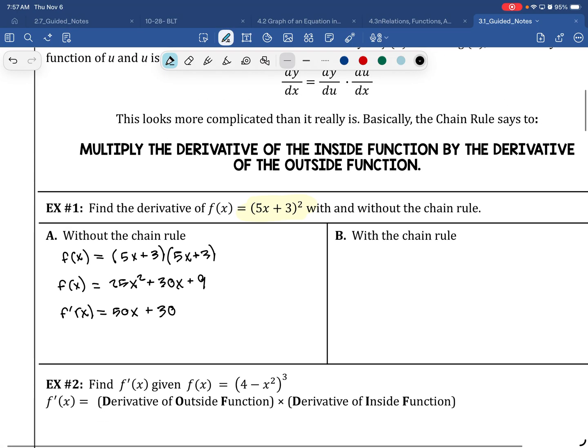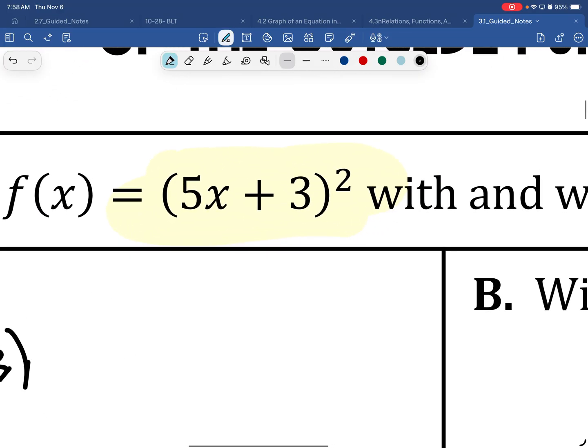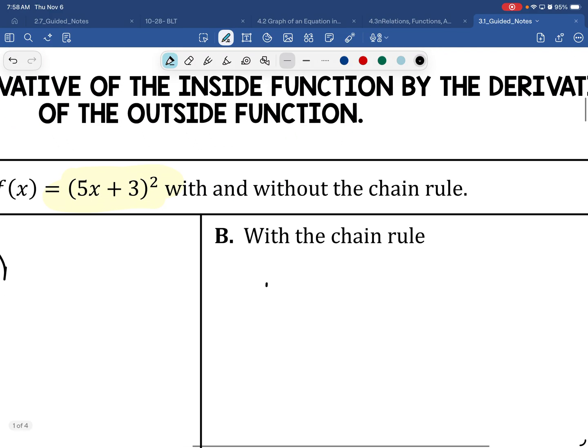For the chain rule, I'm going to take the derivative of one layer at a time, not changing anything on the inside until I take the derivative of the inside, okay? So here's what I mean. If you look at this function, 5x plus 3 quantity squared, the outermost mathematical operation is that square. I'm going to take the derivative of a square, which would be 2 times that thing raised to the 1 power, right? But I'm not going to change what's inside of the square just yet.